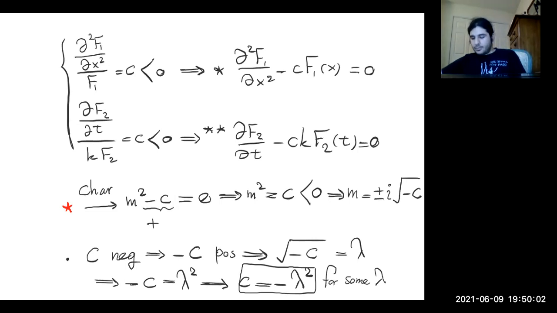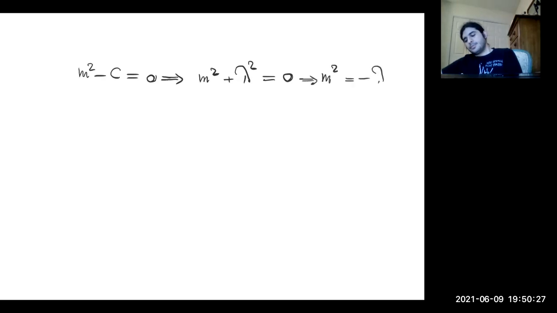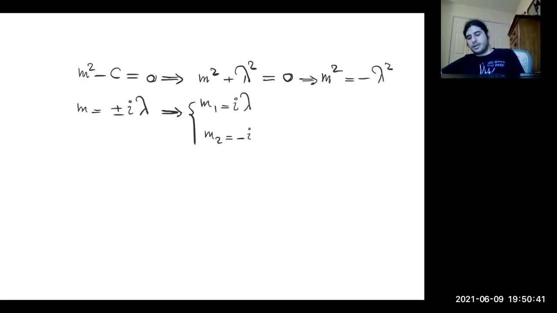So the equation m squared minus c equals 0 becomes m squared plus lambda squared equals 0, right? So m squared is minus lambda squared. Therefore, m is plus minus i lambda. So let's say m1 is i lambda and m2 is minus i lambda.